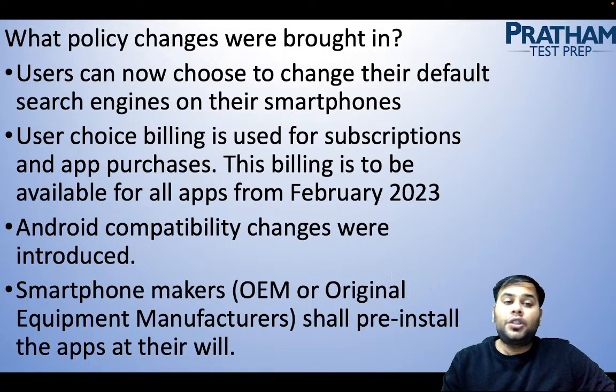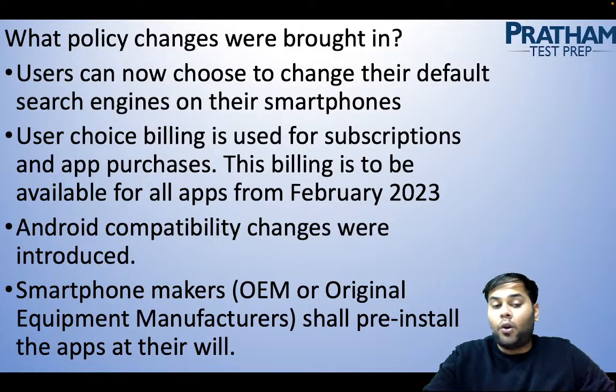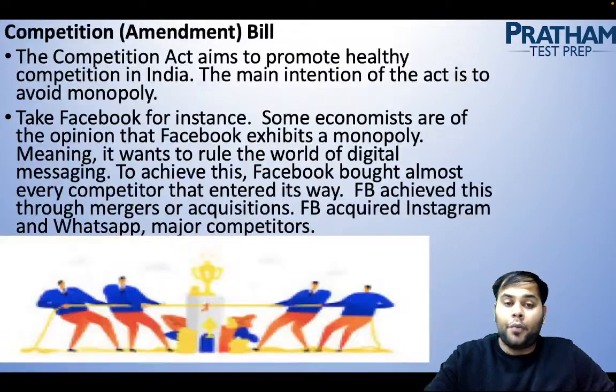Users can now choose to change their default search engines on their smartphones. User choice billing is used for subscription and app purchases. The billing is to be available for all apps from February 2023. Android compatibility changes were introduced. Smartphone makers, OEMs or original equipment manufacturers, shall pre-install apps at their own will. They can decide whose apps they want to put in and whose apps they don't want to.